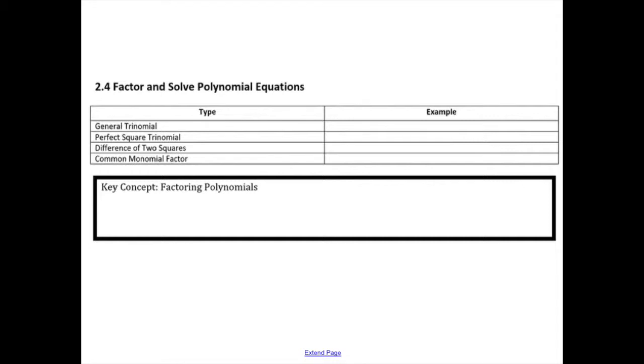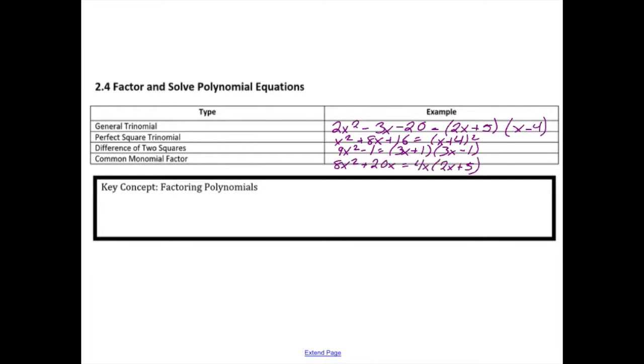Today's lesson is on section 2.4, factoring and solving polynomial equations. I first want to show you some general types of quadratic expressions: the general trinomial, perfect square trinomial, difference of two squares, and common monomial factor. And I want to refresh your memory of some ways that we can factor these things easily.